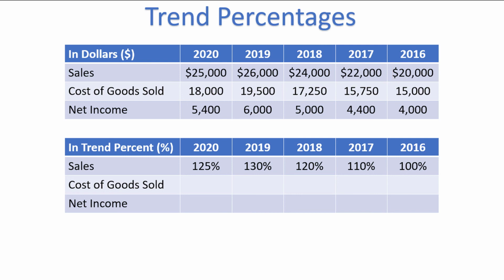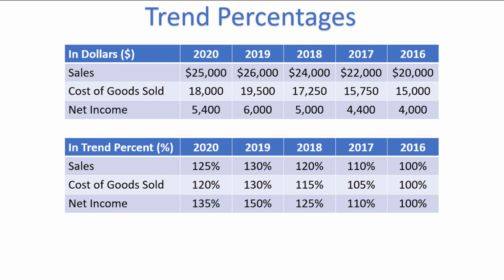We can do the same thing for cost of goods sold and net income. Pause the video and see if you can get the remaining trend percentages. We will be back with the answers in just a moment. Okay, we are back with the answers to the trend percentages. Remember, we are just dividing each analysis period amount by the base period amount from 2016.